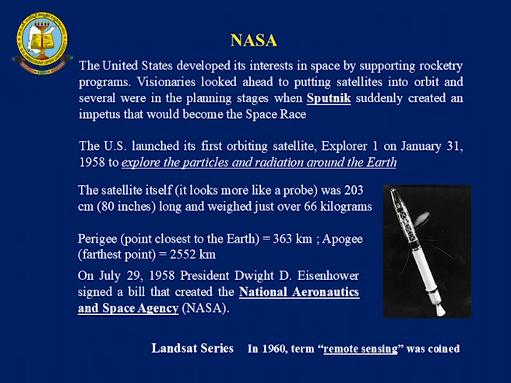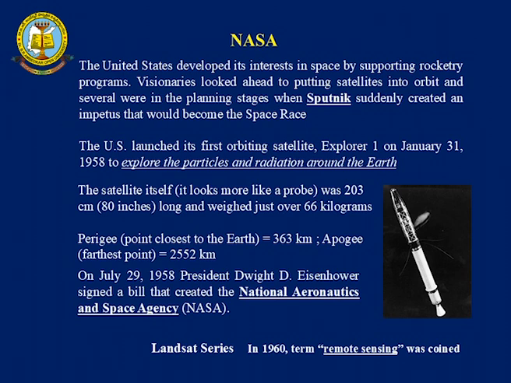NASA first experimented with one orbiting satellite which is called Explorer, that captured information about the radiation around the Earth's surface. The satellite looks more like a probe, with a length of 203 centimeters, and it has a weight of 66 kilograms. The point closest to the Earth, the perigee, is 363 kilometers, and the apogee, the farthest point, is 2552 kilometers. That is, if there is an Earth and this satellite is moving around the Earth, the closest distance is the perigee and the farthest distance is the apogee.